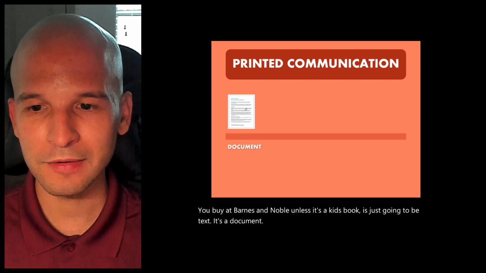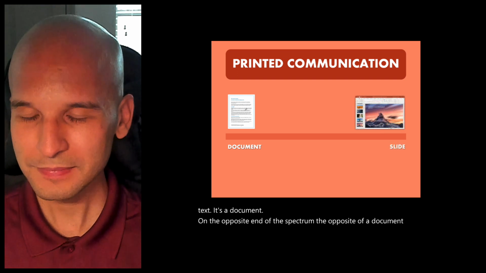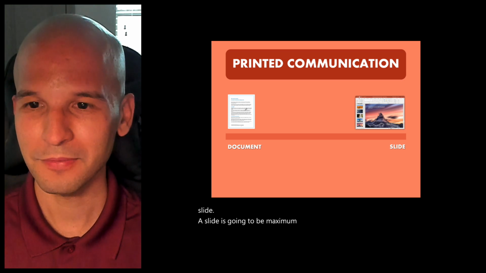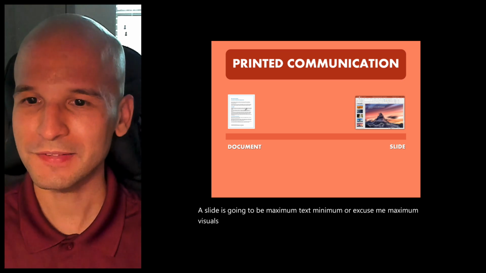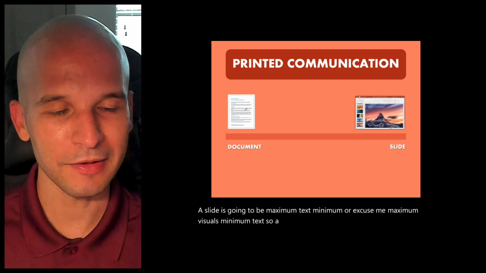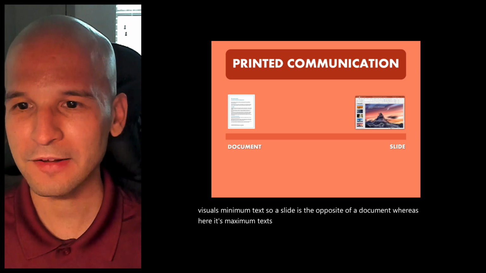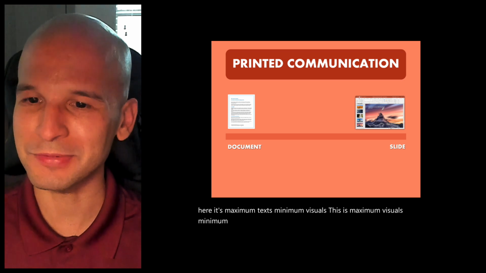On the opposite end of the spectrum, the opposite of a document is a slide. A slide is going to be maximum visuals, minimum text. So a slide is the opposite of a document. Whereas here, it's maximum text, minimum visuals. This is maximum visuals, minimum text. A slide is meant to be glanced at.